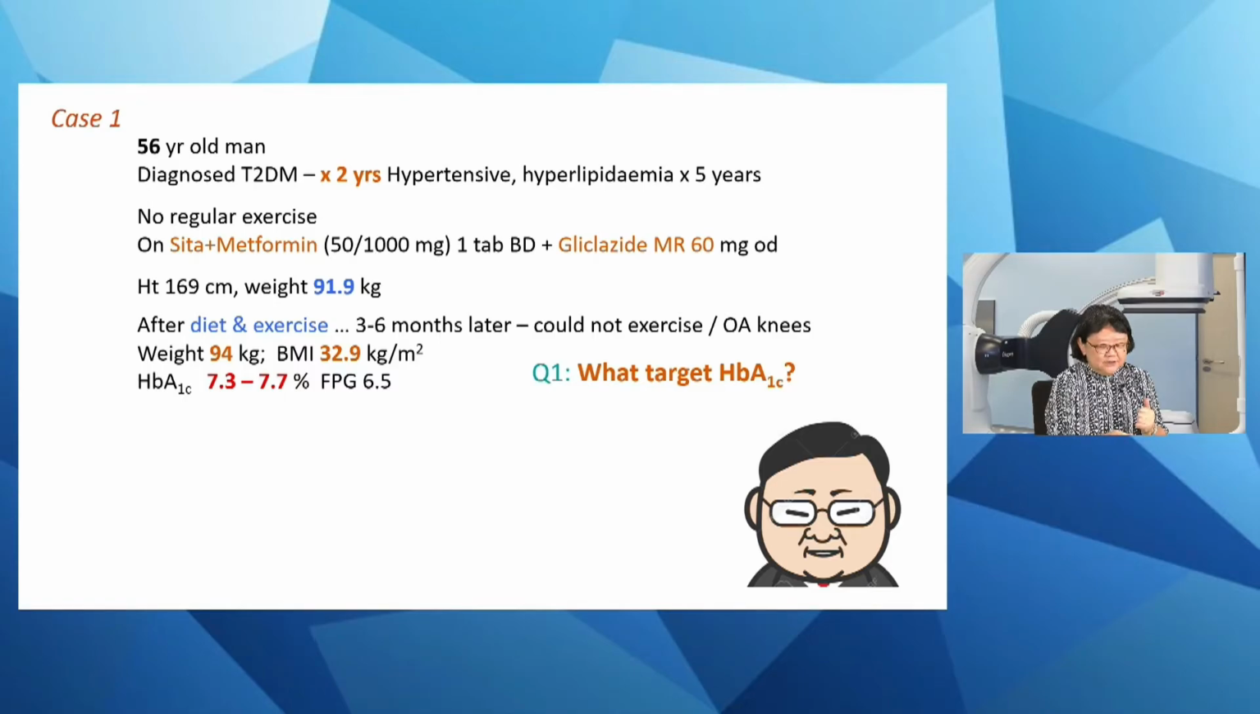He's 56 years old. A cartoon of him looks like this. So you recognize that he has diabetes for 2 years. He's already on the mixture of DPP-4 and metformin, full dose, plus glycoside, a sulfonylurea, and he weighs 92 kilograms. And he says, doc, I have been keeping to my diet and exercise since you scolded me 3 to 6 months ago, but not that much exercise because my knees are killing me. And with that, he comes back later, weight 92, after MCO 94, all right? BMI 33, and this is what his A1C looks like.